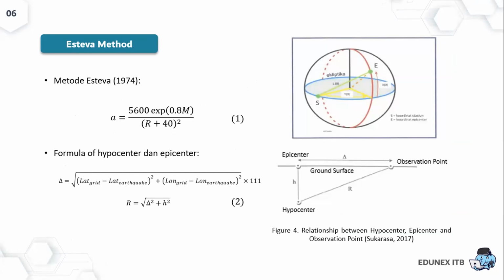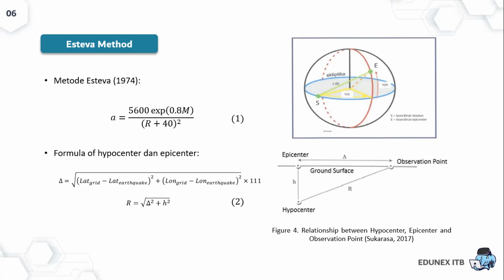Okay, in this study, the PGA value will be analyzed and determined using the Esteva method based on earthquake data in West Sulawesi from 2000 until 2020, where the formula can be seen in Formula 1, where A is the PGA in gal, M is earthquake magnitude, and R is the hypocenter distance in kilometers.